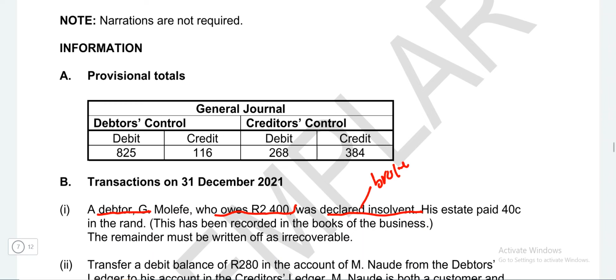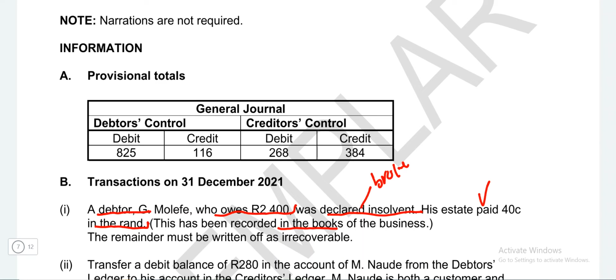Now here they're saying that his estate paid 40 cents in the rand, meaning that this person paid us 40 cents of each and every rand that he was owing us. And they're saying that this has been recorded in the books of the business. So remember, if a debtor pays us, we are going to record this as a receipt. It will be recorded in the cash receipt journal. So if we have recorded it in the cash receipt journal, it means that the receipt part that we have made, we don't have to record it in the general journal, because the receipt part has already been recorded in the cash receipt journal.